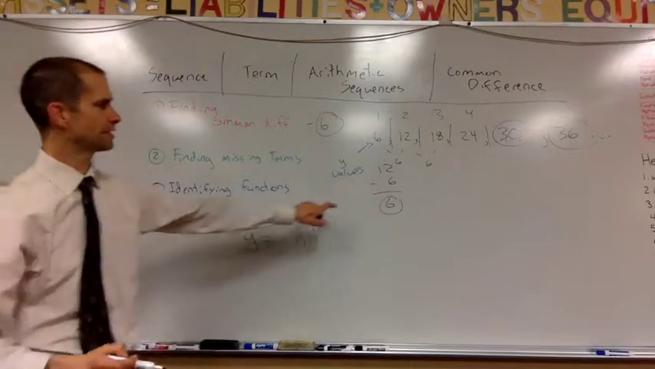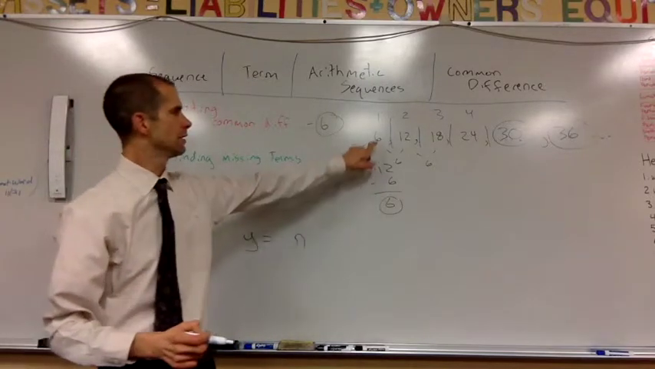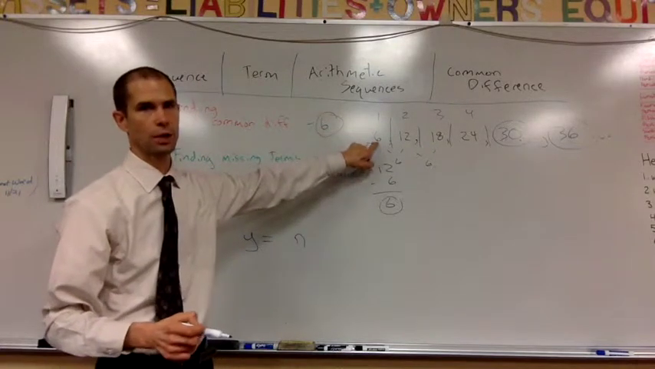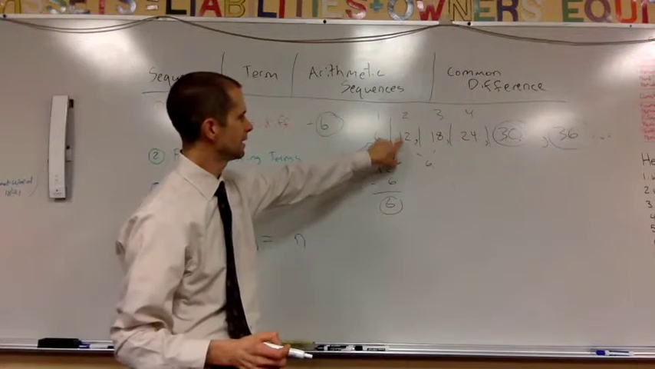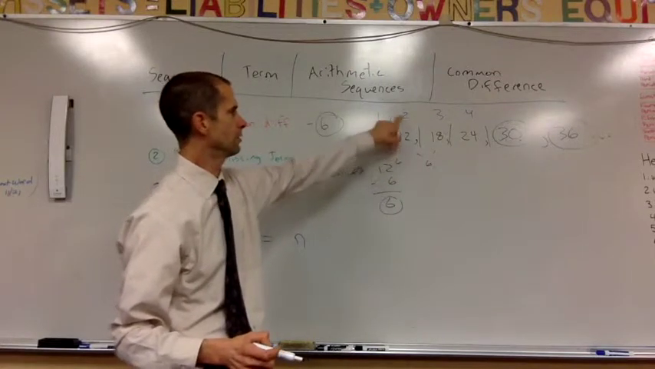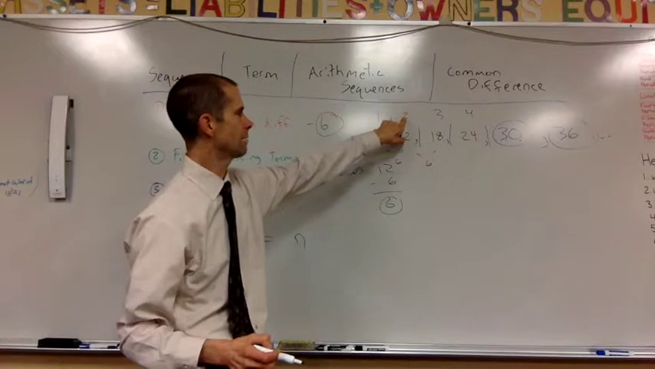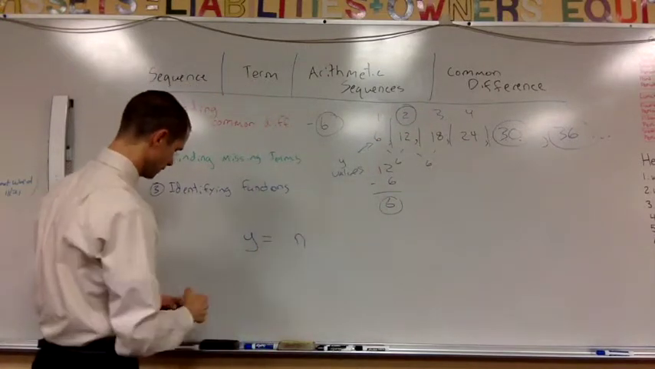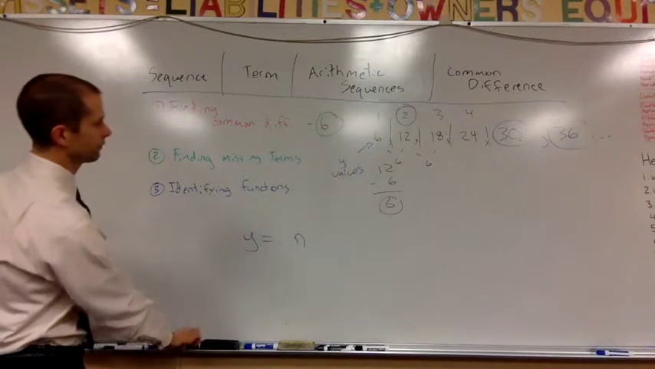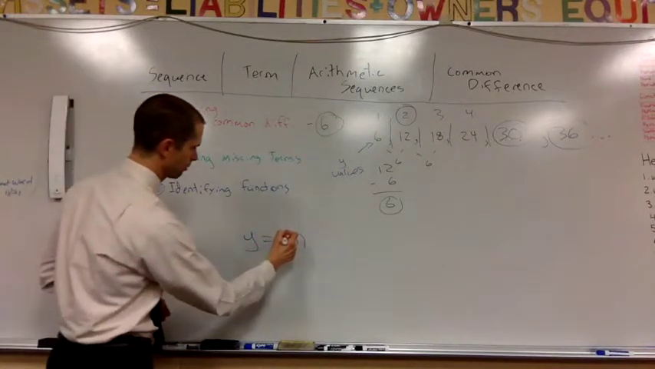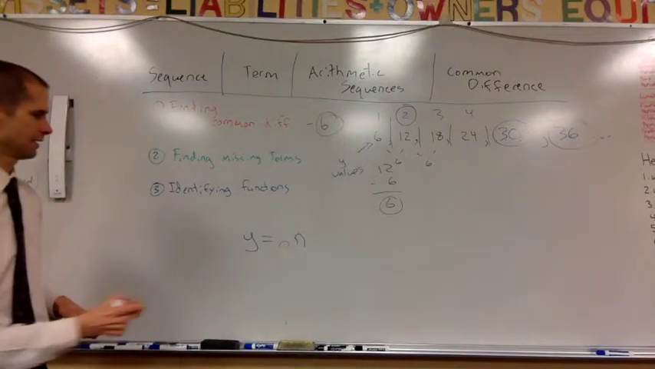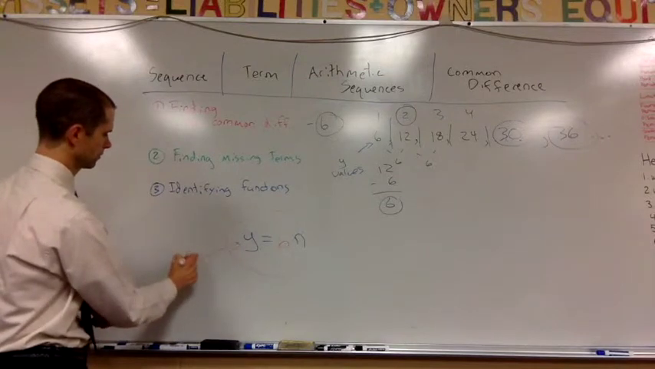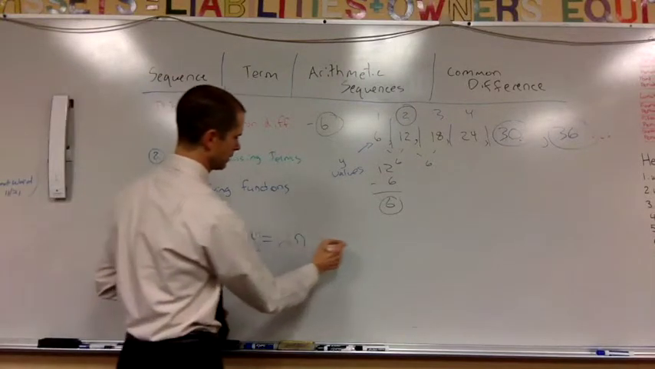So we look at that and we decided our common difference is 6. If I take 6 times 1, I'm going to get the value in position 1. If I take 6 times 2, remember our position n is 2, my value is 12. So for the function, for this sequence, it would be y equals 6 times n. And this function here will give you the value for any given position n.